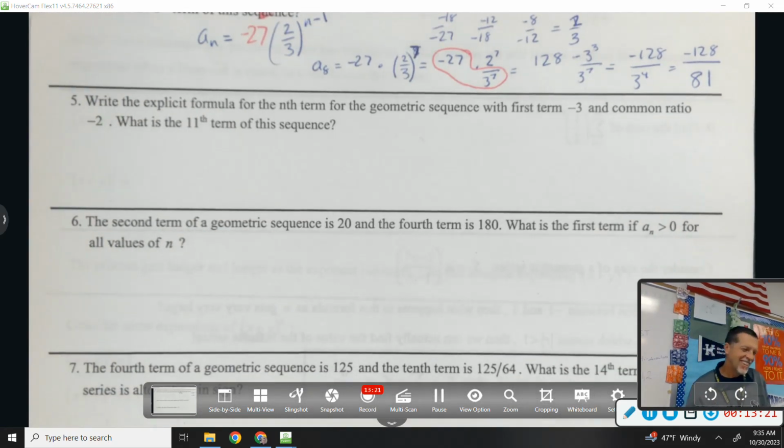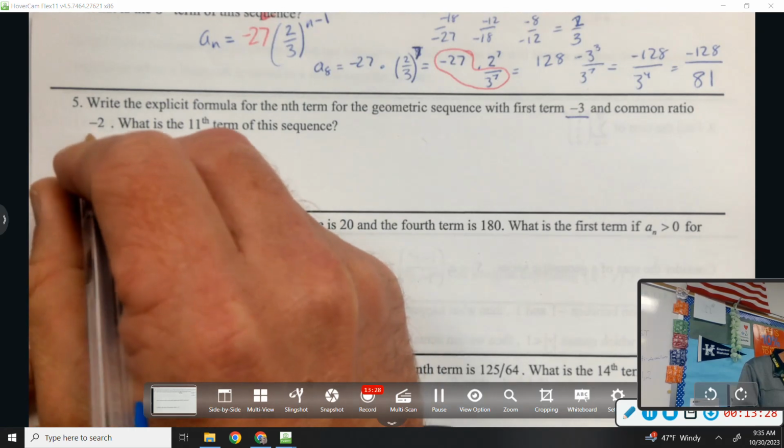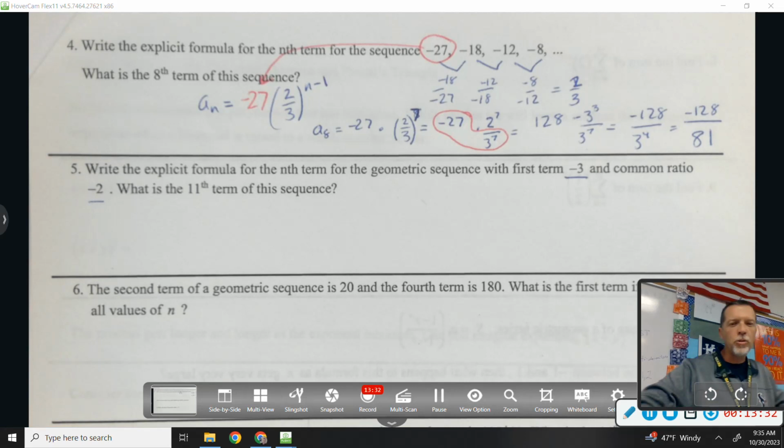Number 5. Write the explicit formula for the nth term in the geometric sequence with first term negative 3, common ratio negative 2, 11th term. This seems pretty similar to number 5, so why don't you try number 4?